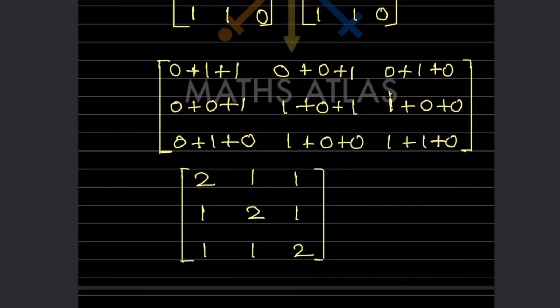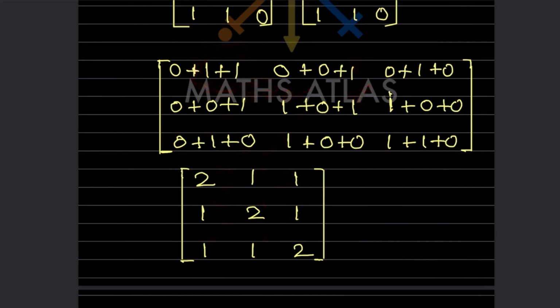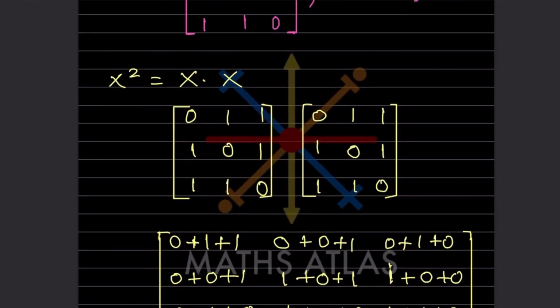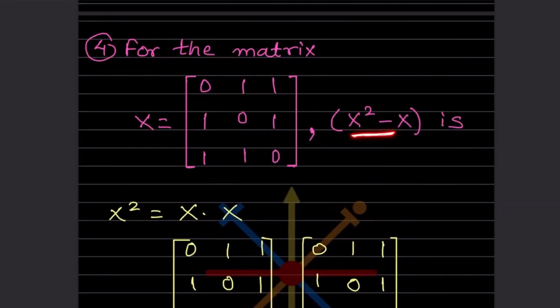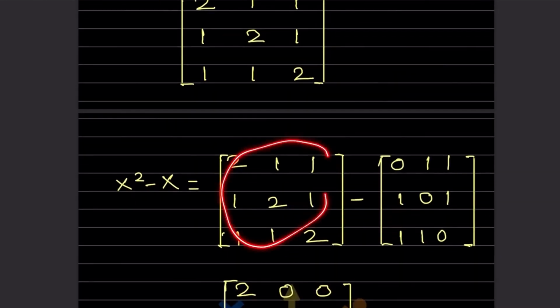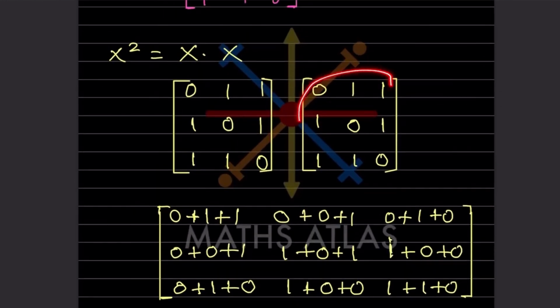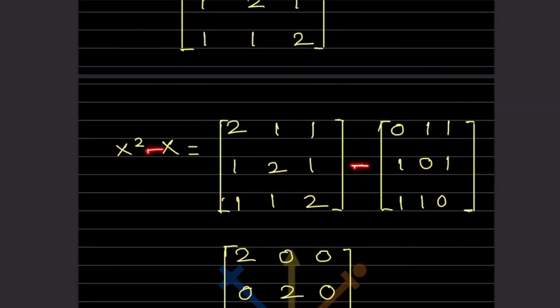So now what will be here? 2, 1, 1, 1, 2, 1, 1, 1, and this will be 2. So now we got this value for x square. What did they ask here? They asked x square minus x. So this x square will give this same value, and x we know this one. So x is this. We'll write here. So this is minus, so we are going to put a minus sign over here.